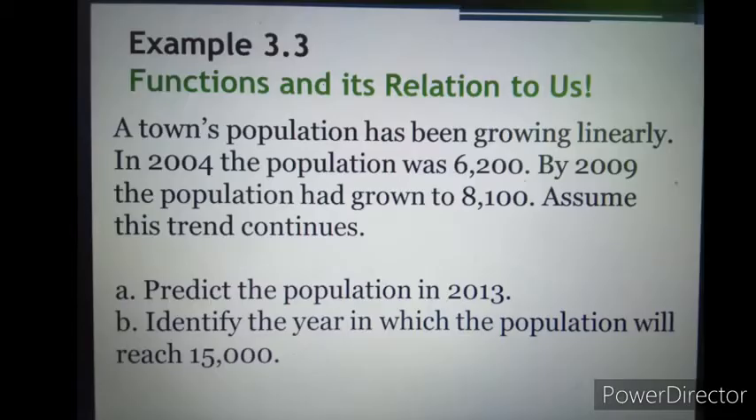Finally, we will now use function as a model with this last example that we have. A town's population has been growing linearly. In 2004, the population was 6,200. By 2009, the population had grown to 8,100. Assume this trend continues. Predict the population in 2013 and identify the year in which the population will reach 15,000.